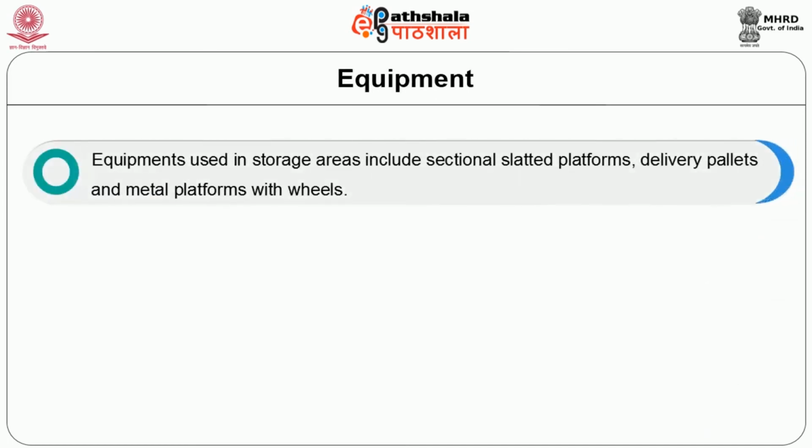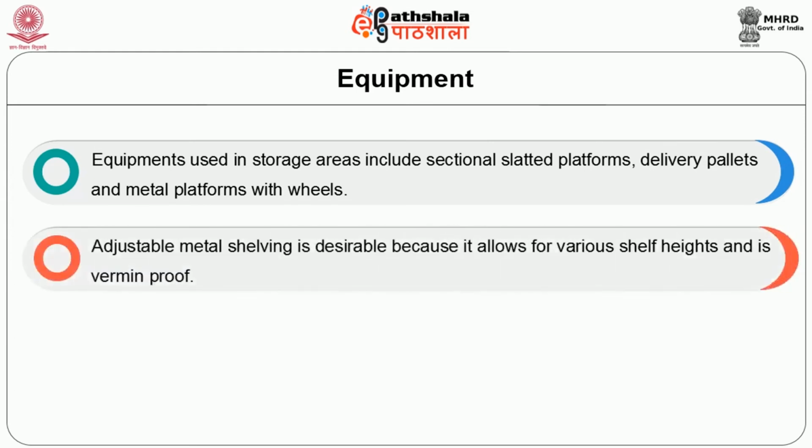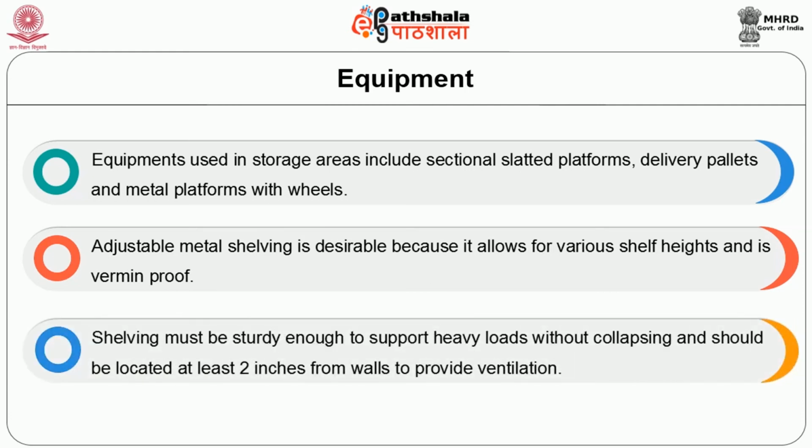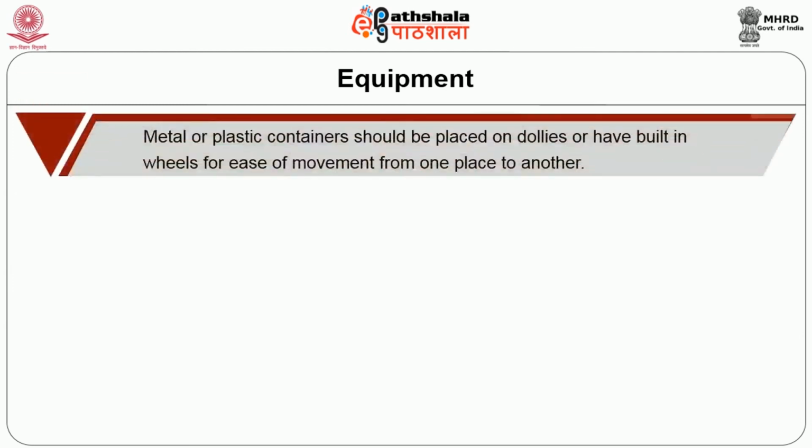Equipment. The equipment used in storage area includes sectional slatted platforms, delivery pallets and metal platforms with wheels. Adjustable metal shelving is desirable because it allows for various shelf heights and is vermin proof. Shelving must be sturdy enough to support heavy loads without collapsing, and it should be located at least 2 inches from walls to provide ventilation.